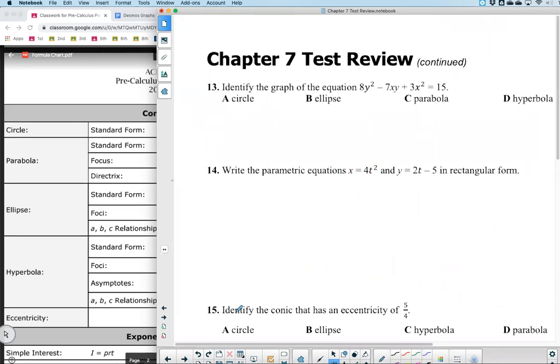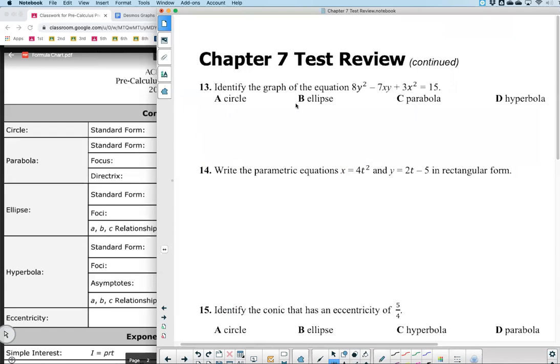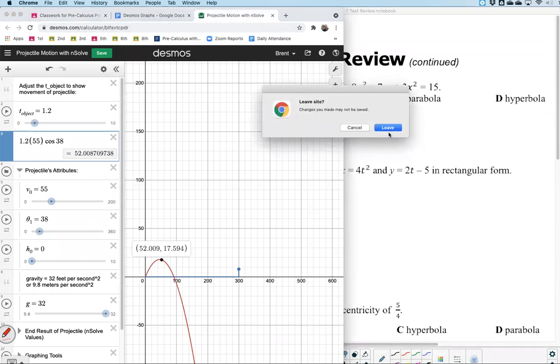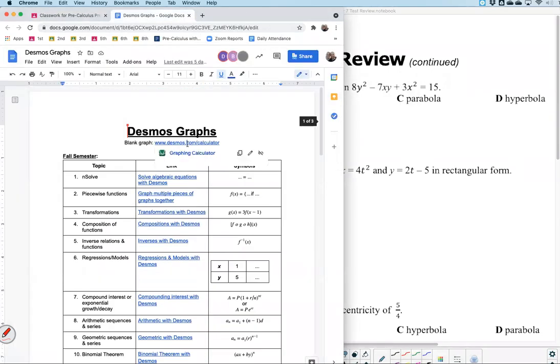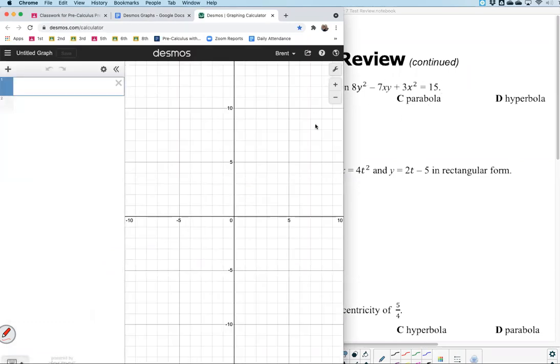All right, so here we are, number 13. We've seen a problem like this before. How would you solve number 13 to identify the graph of the equation given there? You just graph it. Let's figure out what that is. I'm going to get a blank graph. I'm seeing the whole equation right there. I know it cuts off half the test, but it is the whole equation.